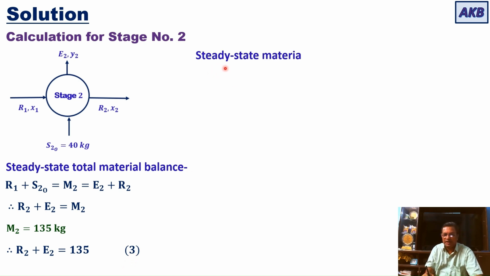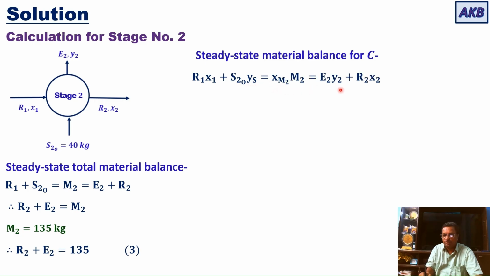And then we will write the steady state material balance for C, that is for solute. It will be R1 X1 plus S20 into Ys, that is equal to XM2 into M2, that is equal to E2 into Y2 plus R2 into X2. Then I will write it like E2 into Y2 plus R2 into X2 is equal to M2 into XM2.